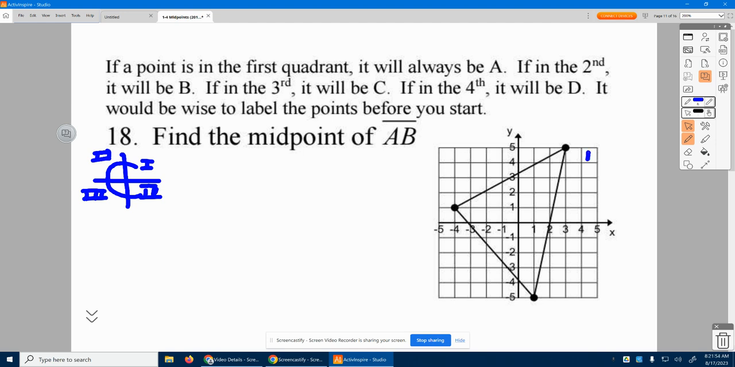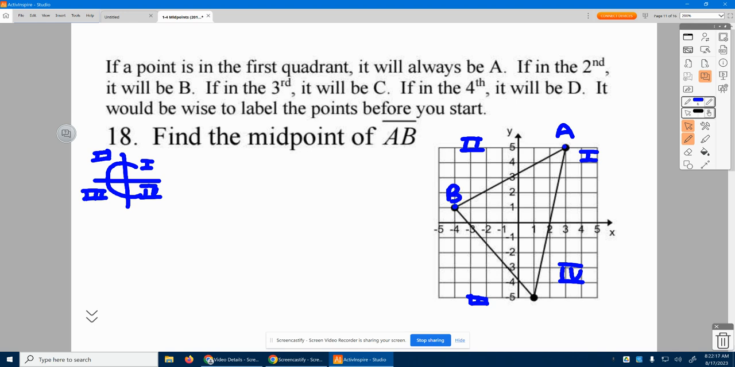So this is going to be my first, second. This is your third. This is your fourth. All right. So we need to know that. It says if a point is in the first quadrant, it's always going to be A. Well, this point is in the first quadrant, so we know he is A. If in the second, it will be B. Well, this point is in the second, so he's going to be our B.